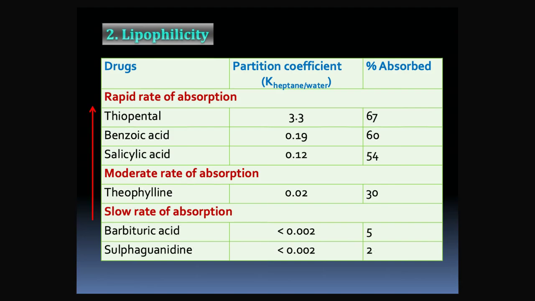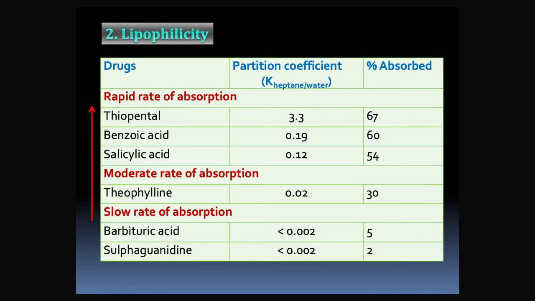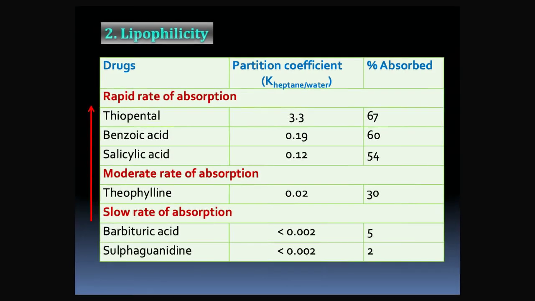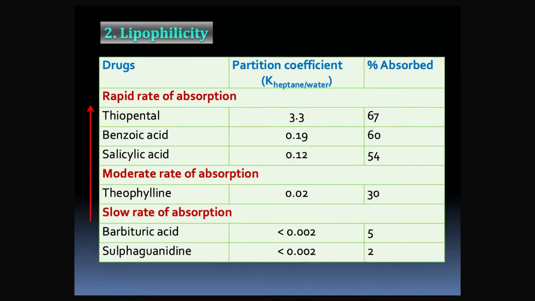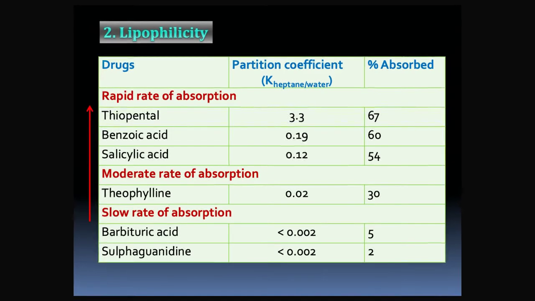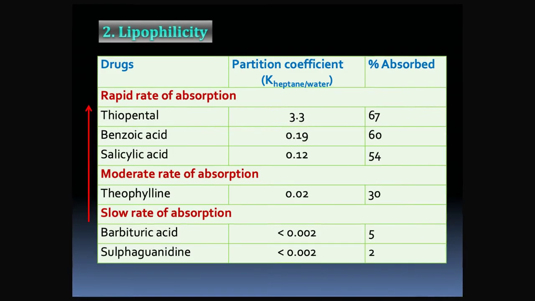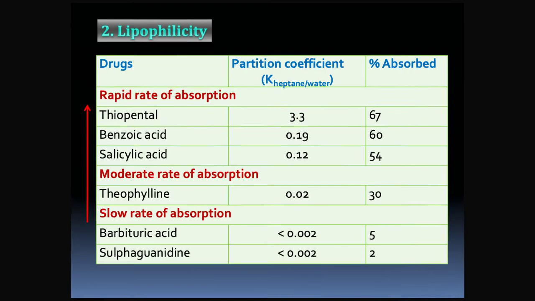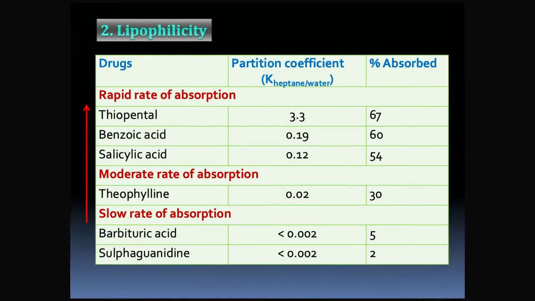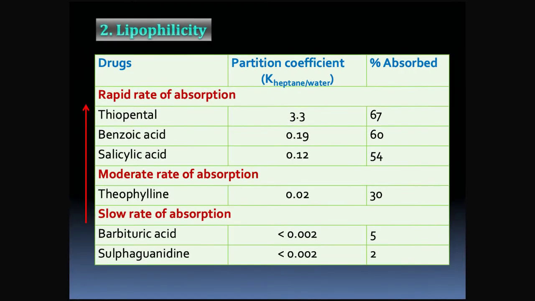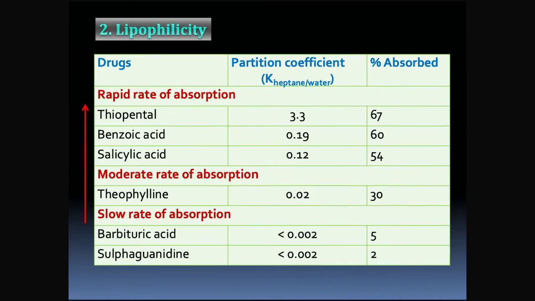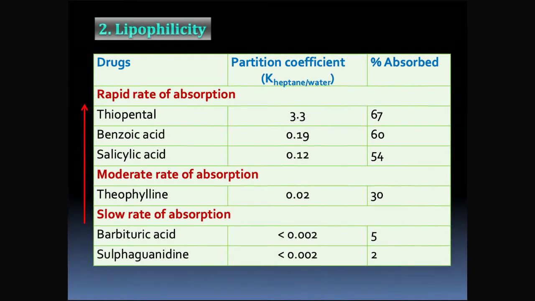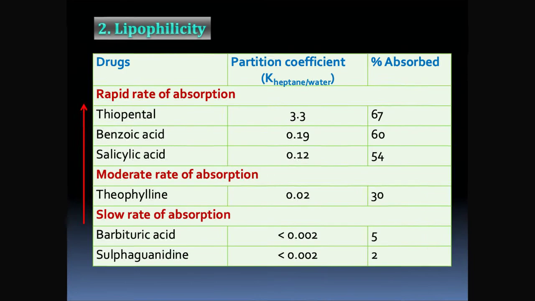This dataset provides a quantitative validation of how lipophilicity directly dictates systemic uptake. Compare the partition coefficient, expressed as the ratio of drug concentration in heptane versus water, for thiopental at a high 3.3 against its 67% absorption rate. Then contrast this with barbituric acid, where a partition coefficient plummeting below 0.002 results in a mere 5% absorption.